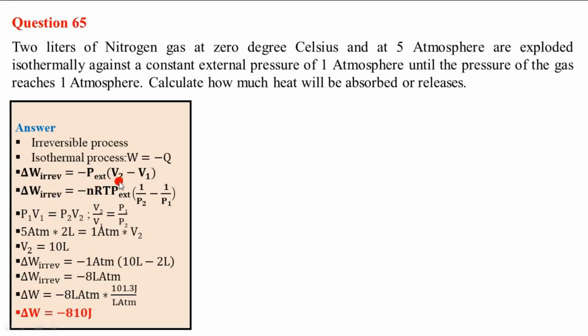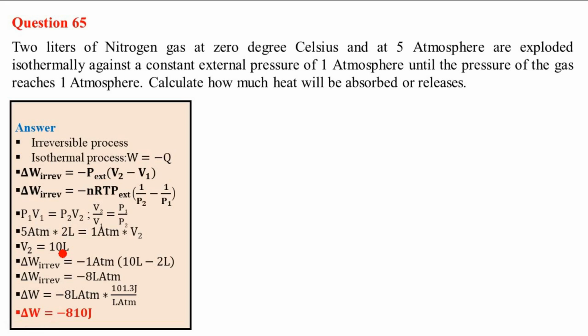Let's first calculate V2 by using this formula: P1 V1 is equal to P2 V2. That means V2 over V1 is equal to P1 over P2. So P1 is 5 atmosphere, V1 is 2 liters, then P2 is 1 atmosphere, and the V2 we need to find is unknown. Find V2, it is equal to 10 liters.